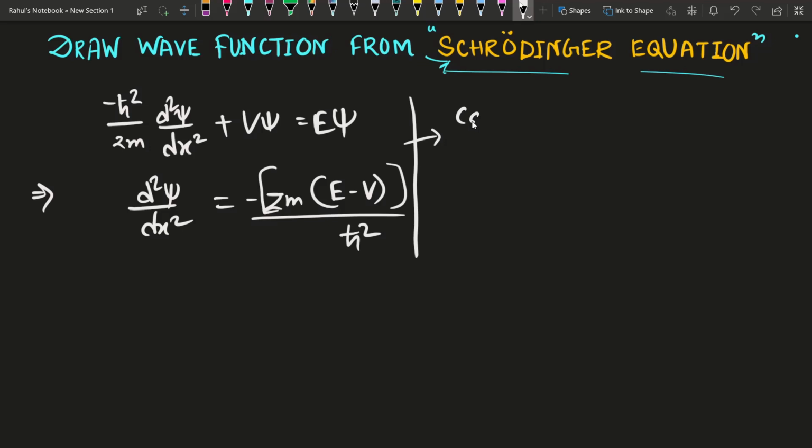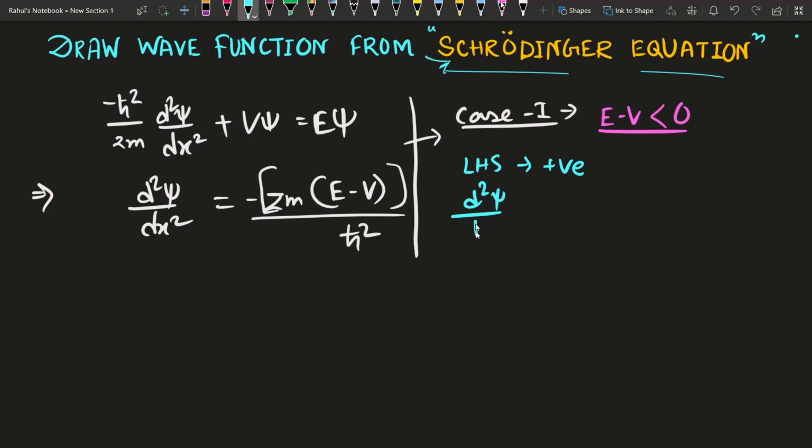Case 1: when E minus V is less than 0, that means this quantity is negative, so the total quantity on the RHS will be positive. That means the LHS will also be positive, that means d2 psi over dx square, the double derivative, will be positive.